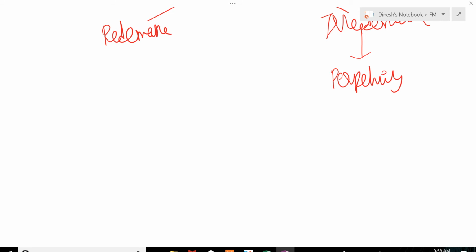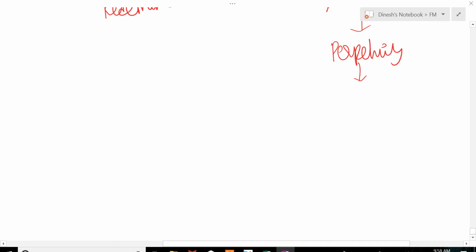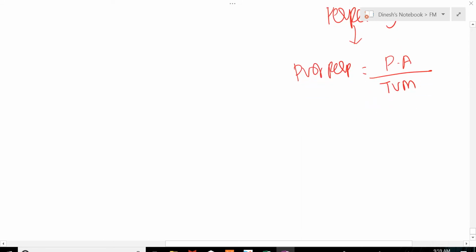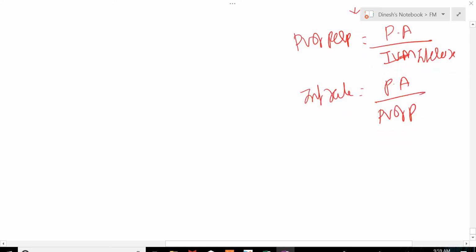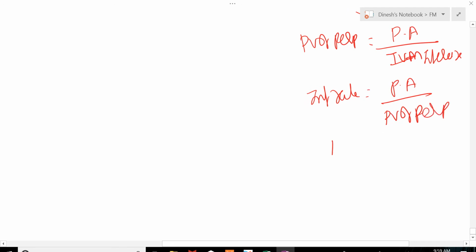For a perpetuity, what is the formula for present value of perpetuity? Present value of perpetuity is equal to perpetuity amount divided by the time value of money, or your interest rate, whatever way you want to call it. Now I swap this formula, and it becomes interest rate equal to perpetuity amount divided by present value of perpetuity. Interest rate is technically called KD, cost of debt.